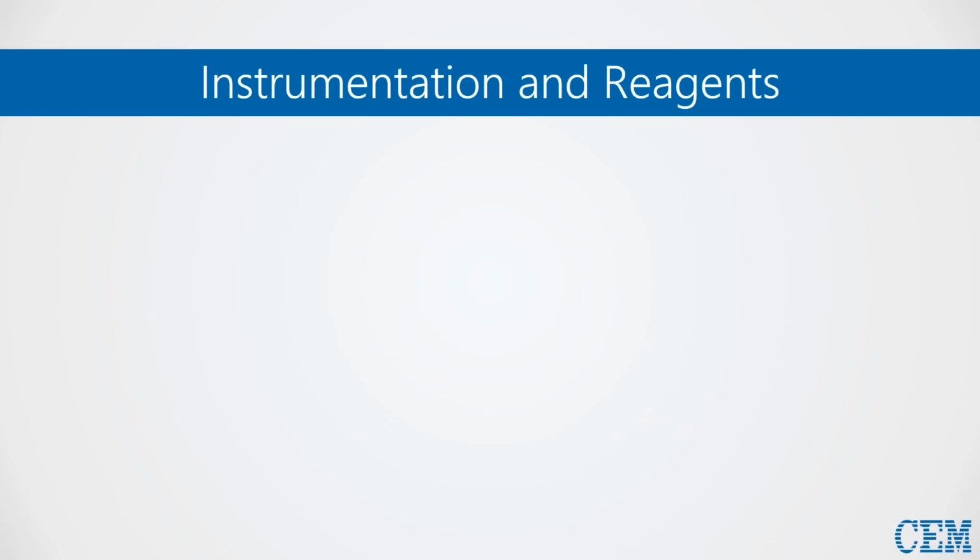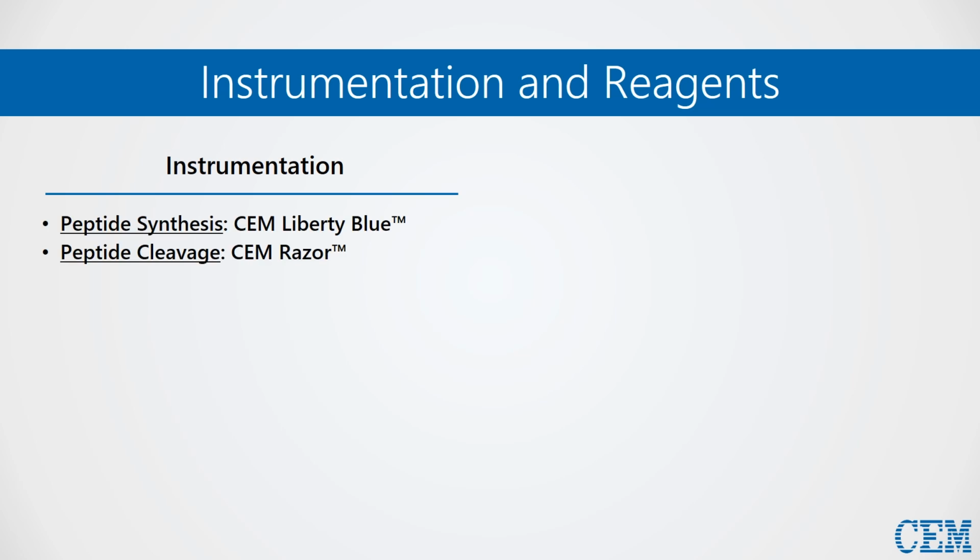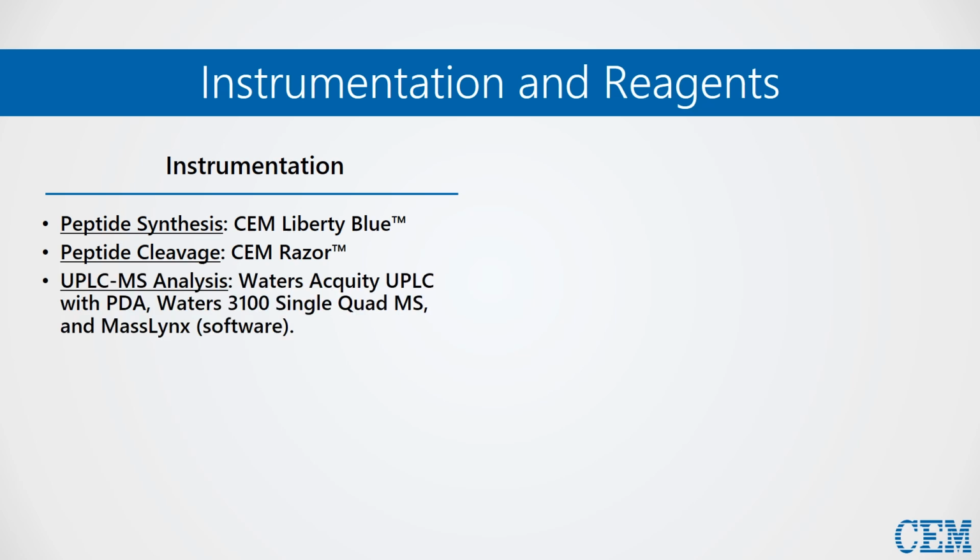Before we get started, I wanted to provide you with some more information on the instrumentation and reagents utilized. All peptides are synthesized fully automated on the Liberty Blue peptide synthesizer. Peptides were cleaved at 41 degrees Celsius on the Razor cleavage system. All UPLC mass spec analysis was performed on a Waters Acquity UPLC with PDA with a Waters 3100 single quad mass spec, and all peaks were analyzed using the MassLynx software.